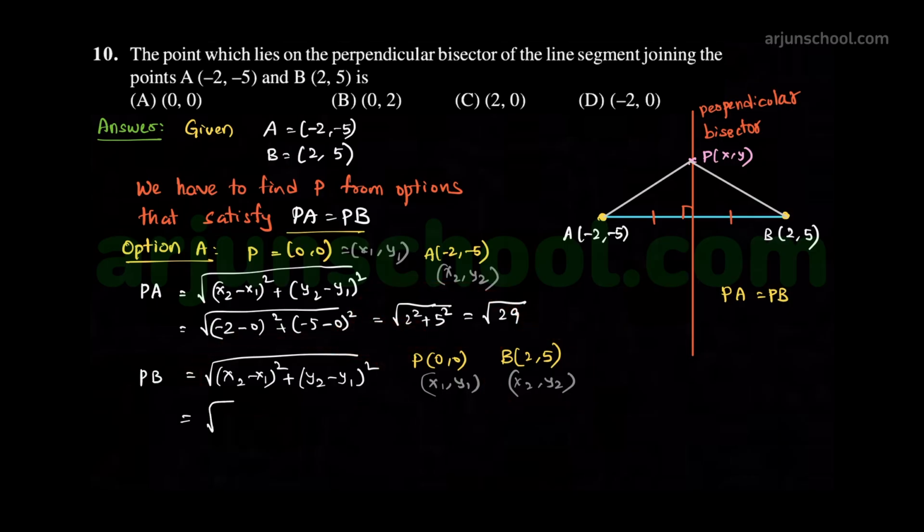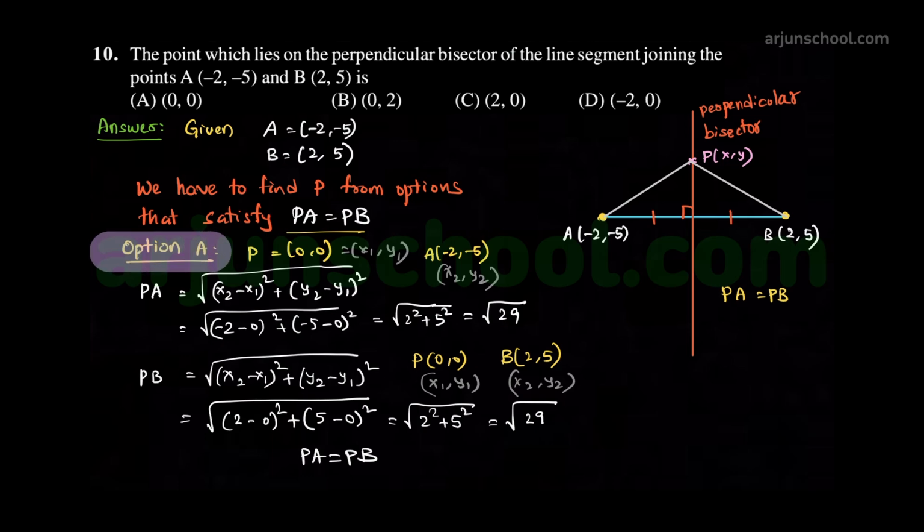That is equal to root over (x2 is 2 minus x1 is 0) whole square plus (y2 is 5 minus y1 is 0) whole square, that is equal to root over 2 square plus 5 square, that is equal to root over 4 plus 25 is 29. From the values that we have found, PA is equal to root over 29 and PB is equal to root over 29. PA is equal to PB.